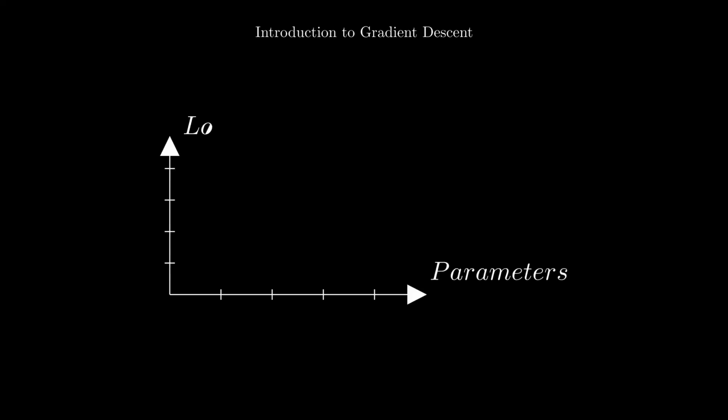Welcome to this introduction to gradient descent, a cornerstone optimization algorithm in machine learning. To understand gradient descent, imagine a graph like this one. The x-axis represents parameters, and the y-axis shows the loss associated with those parameters. Here, we add a loss function, a curve that tells us how good or bad our parameter choices are. Our goal is to reach the lowest point on this curve, where the loss is minimized.